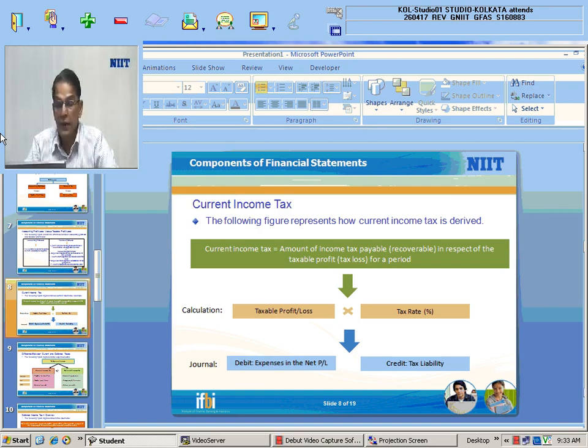So current income tax is calculated as the taxable profit or loss multiplied by the tax rate. If for an entity the taxable profit for the year 2015 is 200,000 and tax rate is 35%, then the current income tax for the year is 70,000. So how will you journalize it? The journal entry will be debit expenses in the net P&L, 70,000, credit tax liability in the balance sheet, 70,000.